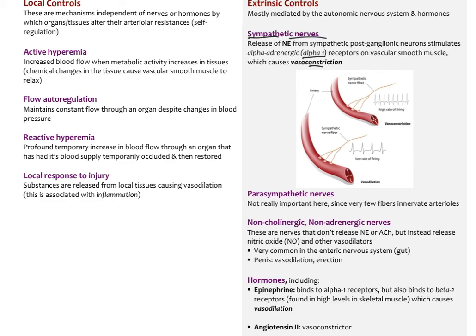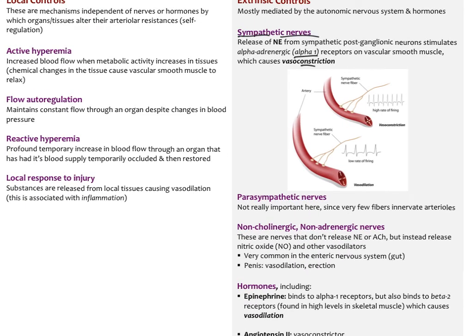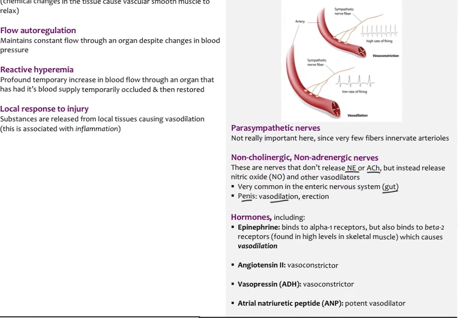There are different nerves known as non-cholinergic, non-adrenergic nerves, and they secrete neither norepinephrine nor acetylcholine, which is the main secretion of your parasympathetics, but instead release nitric oxide together with other vasodilators. And this is very common in the gut and in organs like the penis, which allows for vasodilation. When the increased blood flow collects in the penis, the veins that drain the blood constrict, and that increased blood flow causes an erection. Finally, different hormones can work on the arterioles.